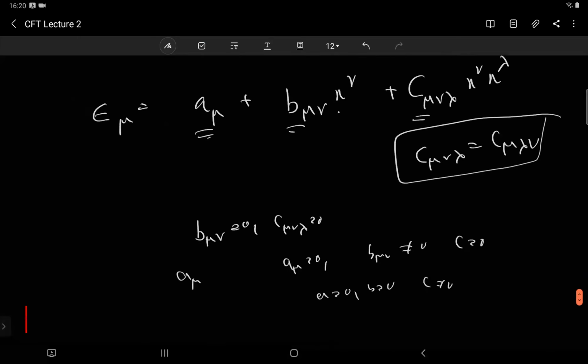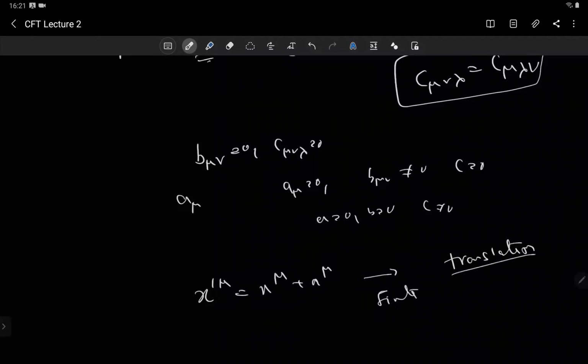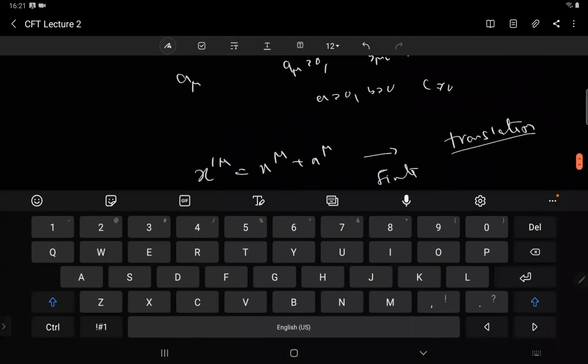Okay, there's no restriction on A. So if I put B and C to 0, then what is the transformation? The transformation is x prime mu is x mu plus A mu. And this we know what it is. The finite version of this is just translation. And we already know that translation is a conformal transformation. So this is okay. The finite version is a conformal translation.